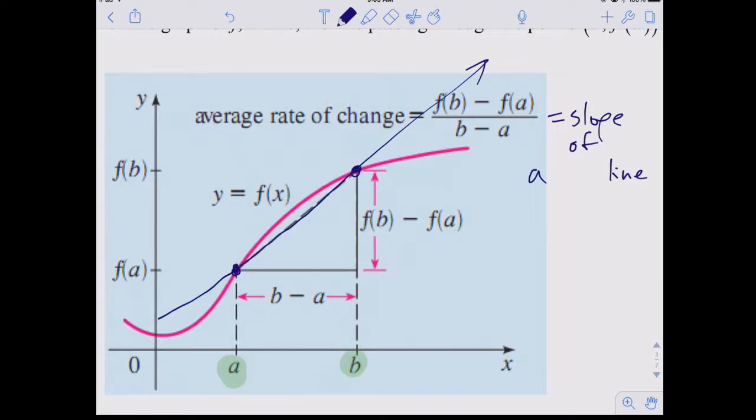Okay? And it kind of bends. Let me try that again. It shouldn't really bend down there. So this is a line that intersects the curve at 2 points. And when I find the slope of that line, I'm finding the average rate of change of the function between those 2 points. Does anyone know what the name of this line is that intersects the curve at 2 points?